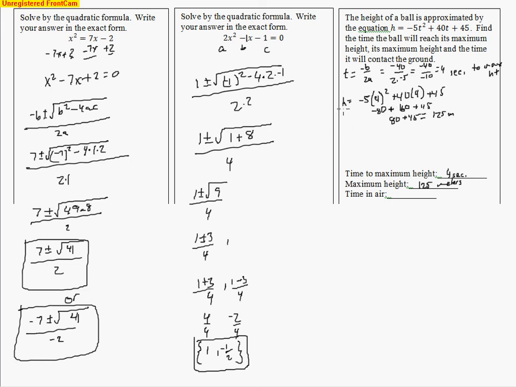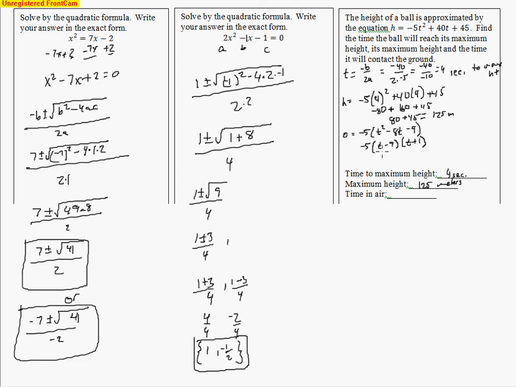And the last part says the time it takes to impact the ground. So we're going to set h equal to 0, and I'm going to factor first. Take out the common factor of -5. They're all divisible by -5 in this case because we're doing it without the calculator, so it just makes it a little bit easier. So I've still got t squared, and then I divide each of the terms by -5. So -8t, and then a minus 9. And then I go ahead and factor. So bring down the -5. This factors to t minus 9 and t plus 1.